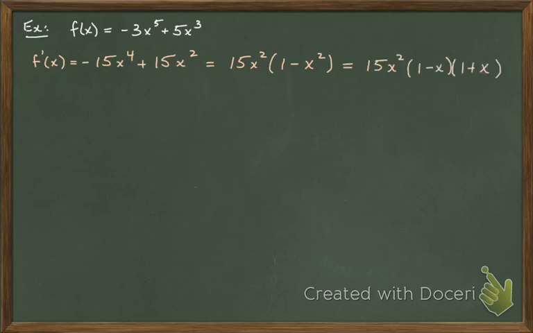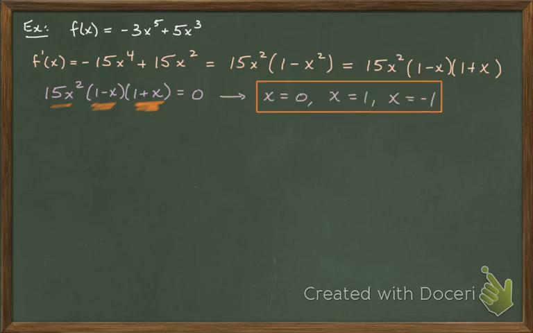Set this guy equal to 0. Once I factor a little more, I see the difference of squares there. 1 minus x squared factors into 1 minus x times 1 plus x. Okay, set it equal to 0. I've got 3 potential maximum and minimum values here because x squared could be 0, 1 minus x could be 0, and 1 plus x could be 0, giving me 3 potential candidates for maxes and mins. x is 0, 1, and minus 1.